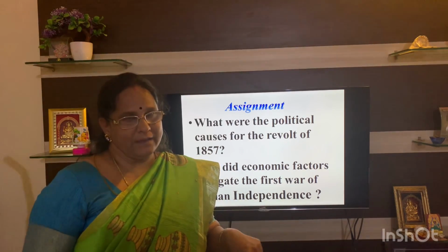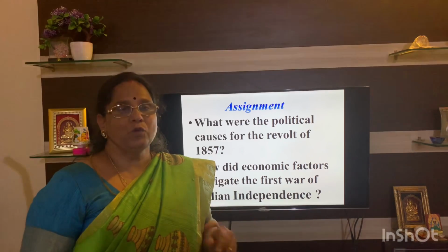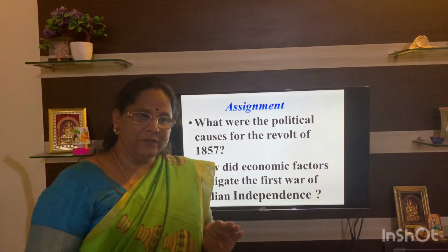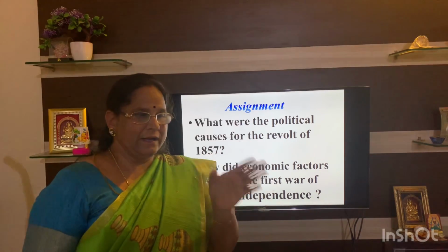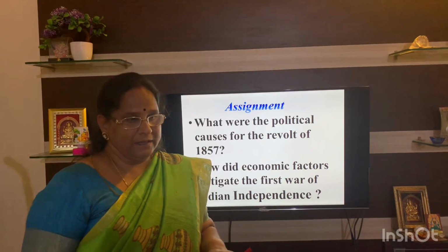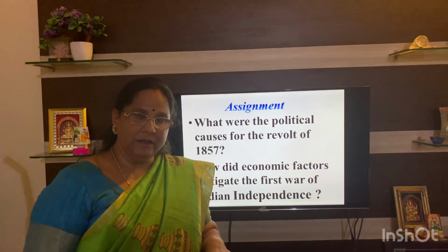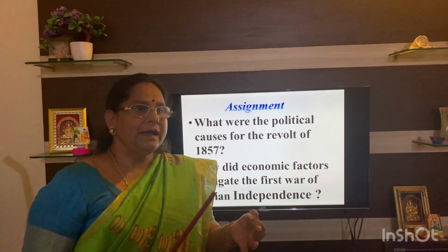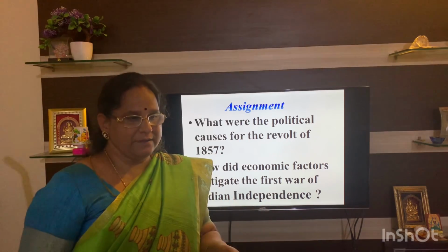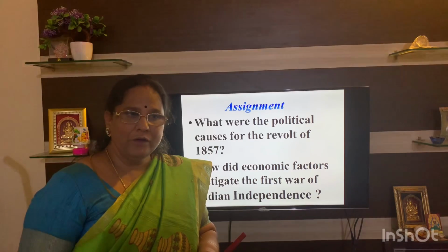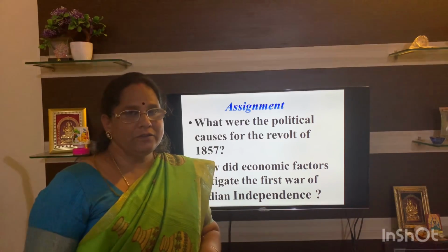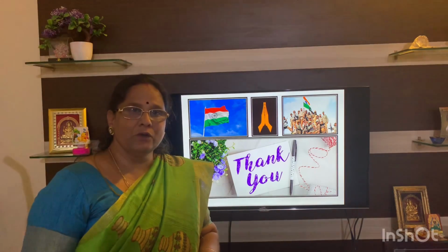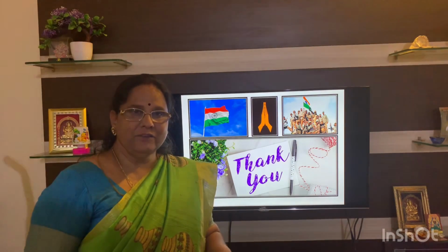Now, regarding the assignment, you should have seen that two questions are given. One question is regarding the political causes. As I told you, remember those 4 points and write all of them here. The second question is regarding the economic factor. So write all the 3 points: industry, agriculture and Inam. This is the assignment you have to write in your homework. Thank you, children. In the next session, I will explain about the scope and the nature. Is that clear, children? Thank you.